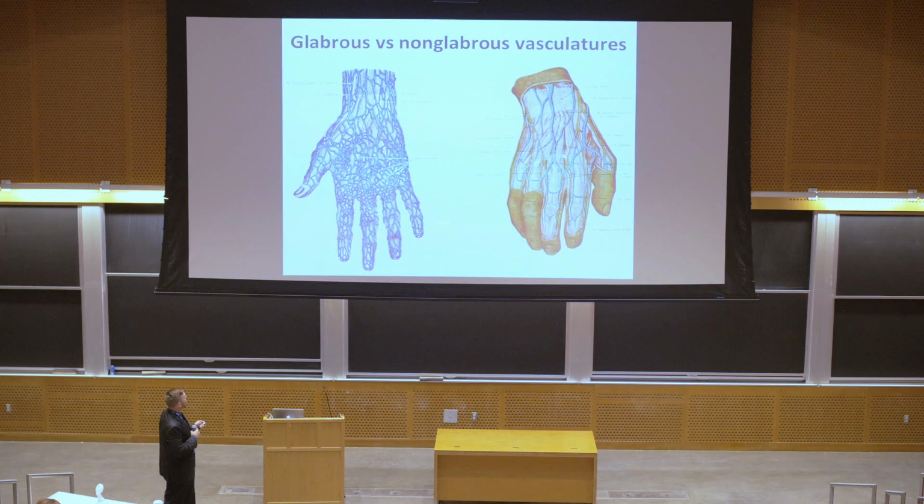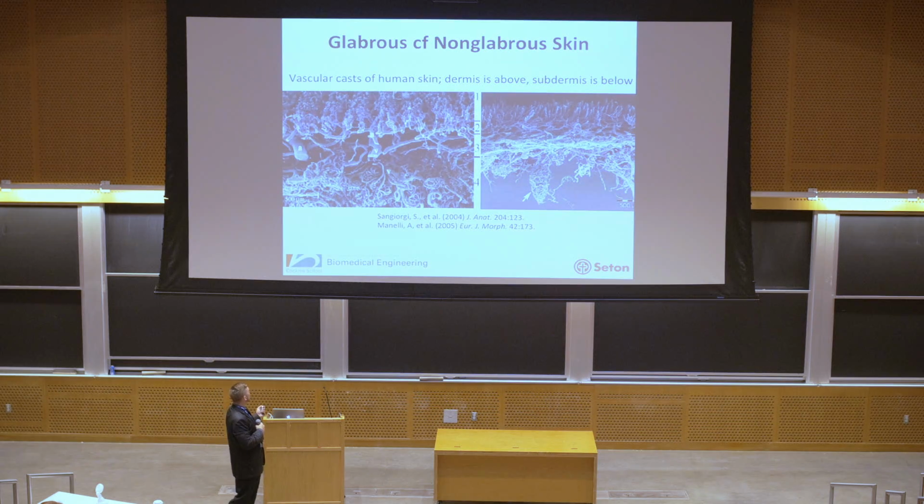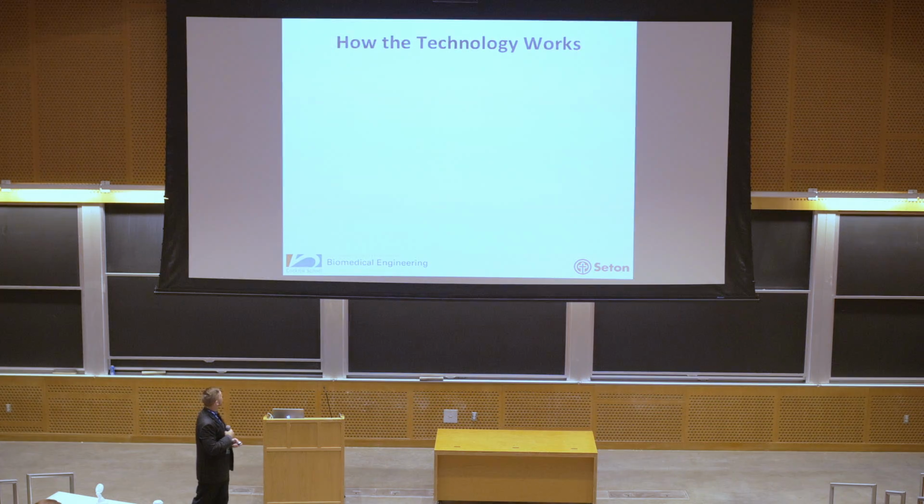This is what the difference between non-glabrous and glabrous skin tissues looks like. So you can see glabrous, very venous. The vasculature is much more in depth, whereas non-glabrous, very much less. This is a vascular cast subdermally of these AVAs, and you can see the very high embedding of these different vessels.